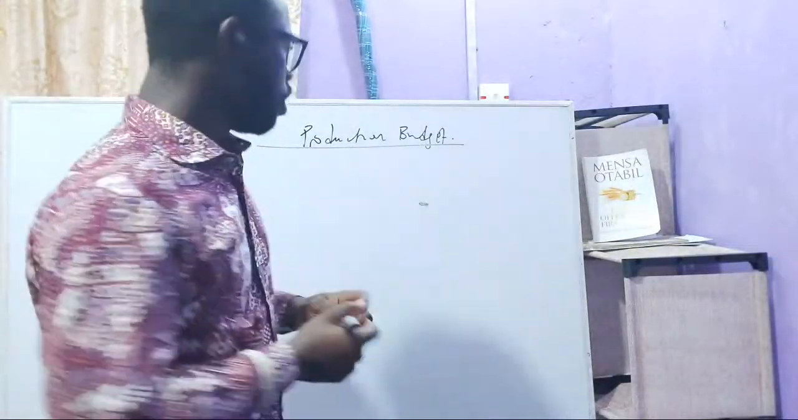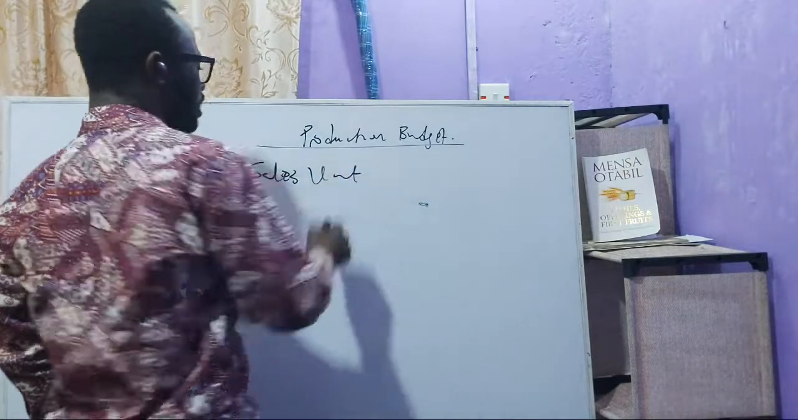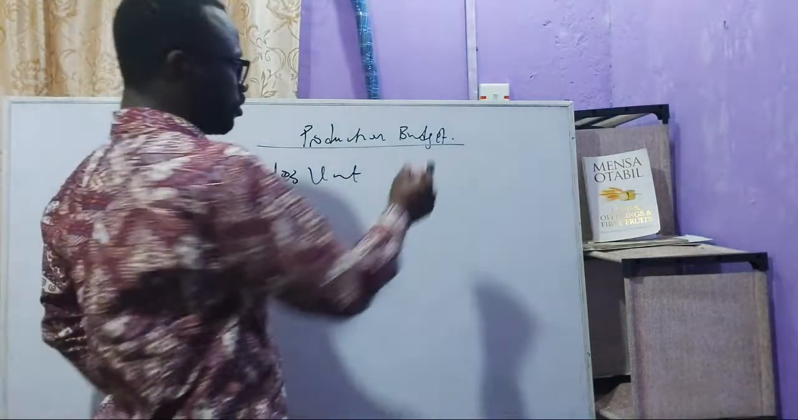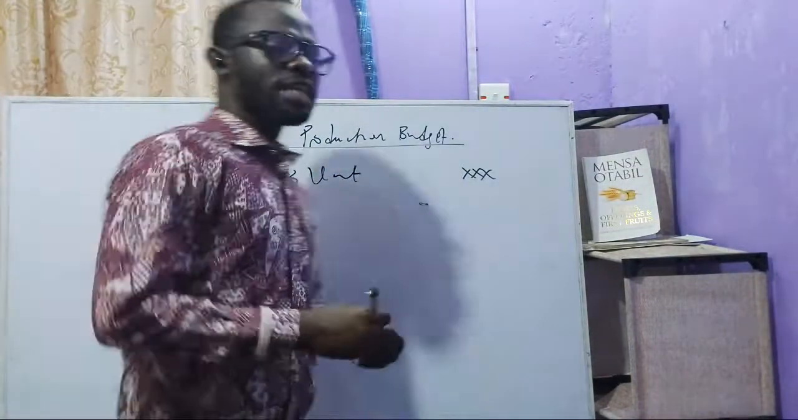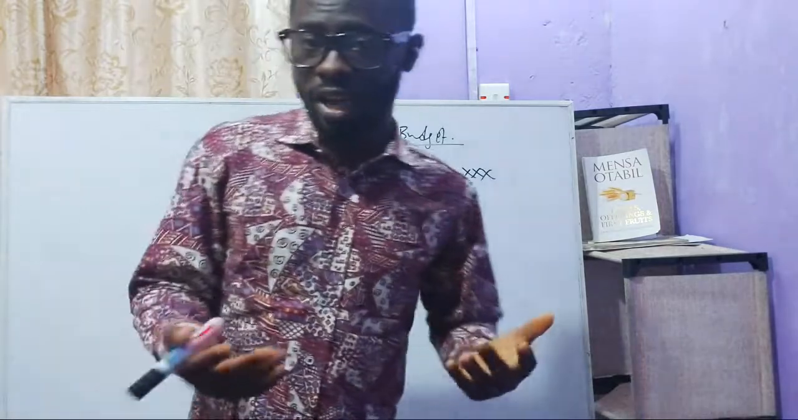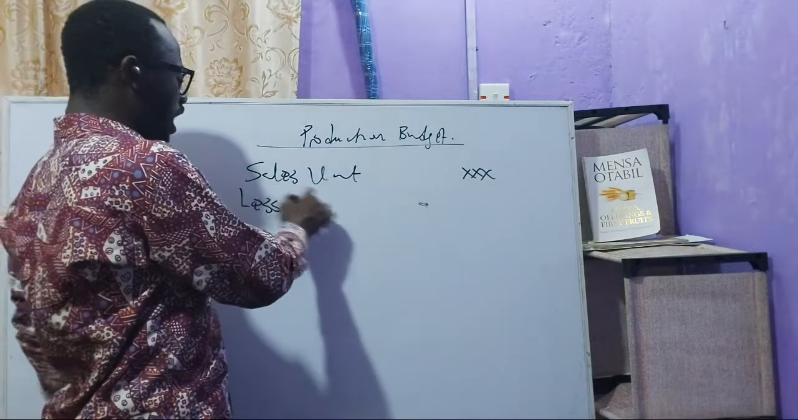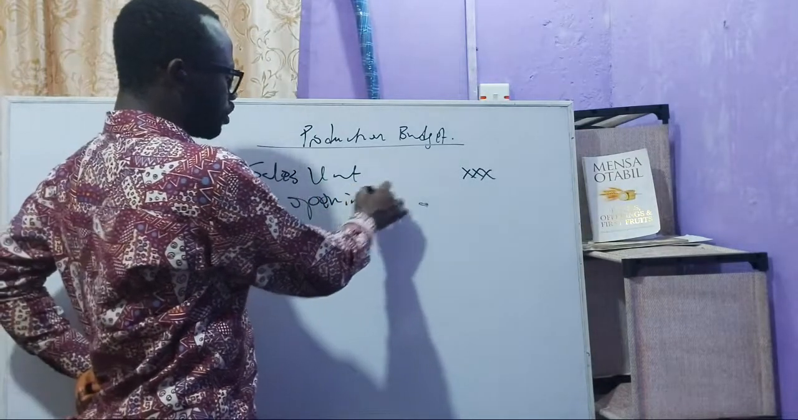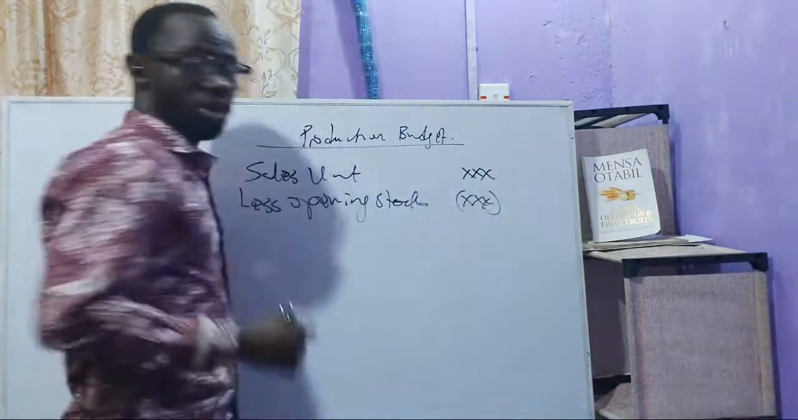So what do we do? We always start with the sales units. From the sales budget, we'll look at the sales units that we are producing. That's where we start from all the time. Then chances are we have some of the goods already in stock, so we're going to be lessening any stocks that are already available. So opening stock of finished goods, we're going to be lessening it out.